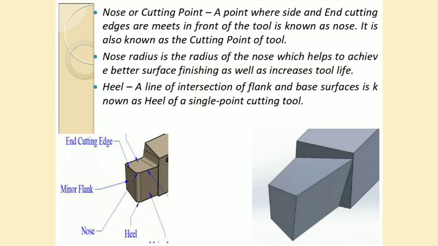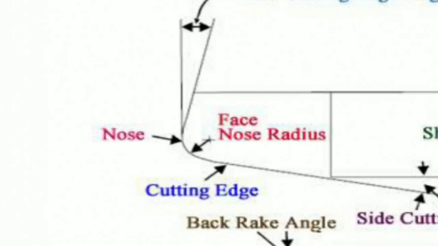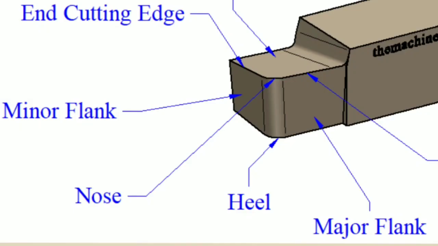Next, nose or cutting point. A point where the side and end cutting edges meet in front of the tool is known as the nose, and it is also known as the cutting point of the tool. Nose radius is given to this point to get a better surface finish and increase the tool life. Heel is a part of the turning tool present at the base of the tool. It is the intersection of the flanks and base point.